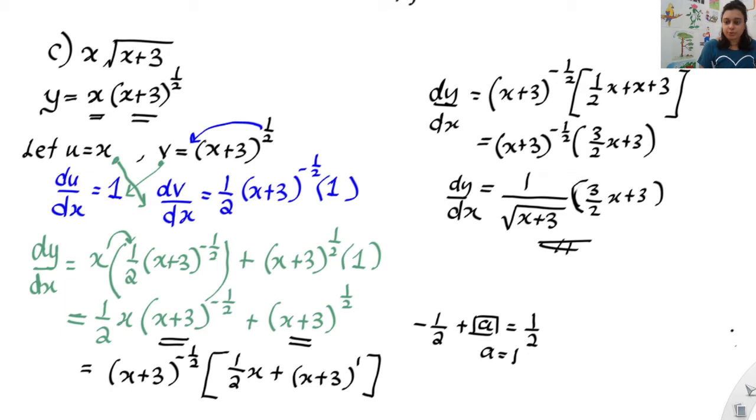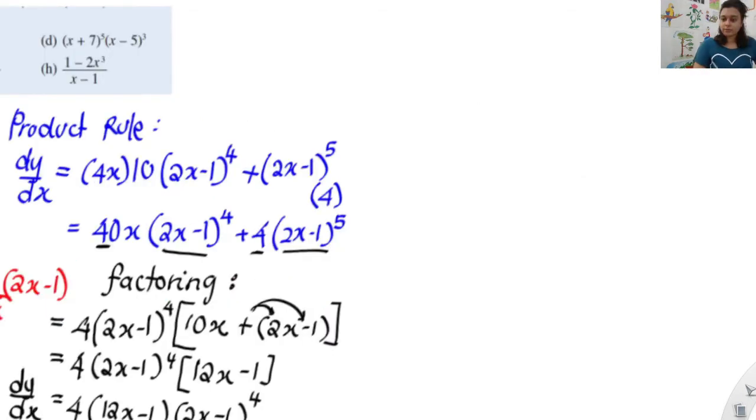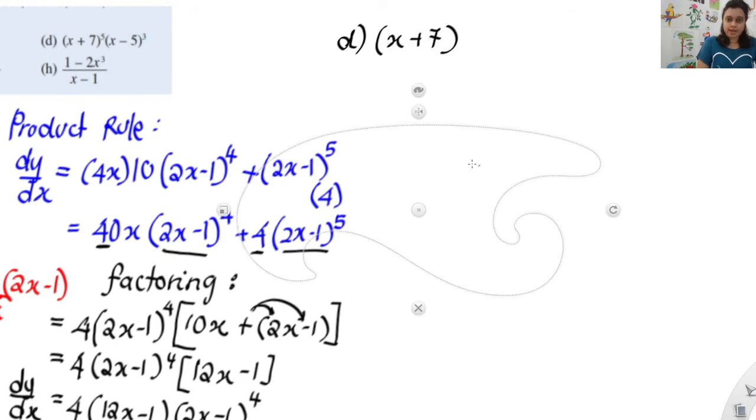Now we move to question D. Now let's look at D. I moved this already, so I'm going to write back question D here so that you can see. x plus 7 power of 5. Sorry, x plus 7 power of 5.